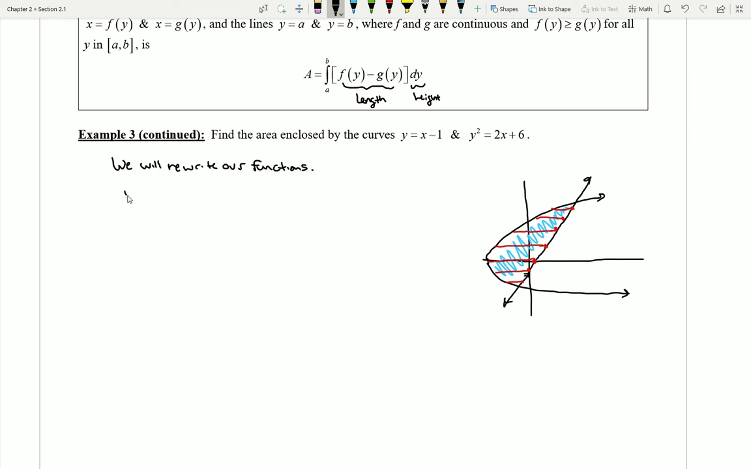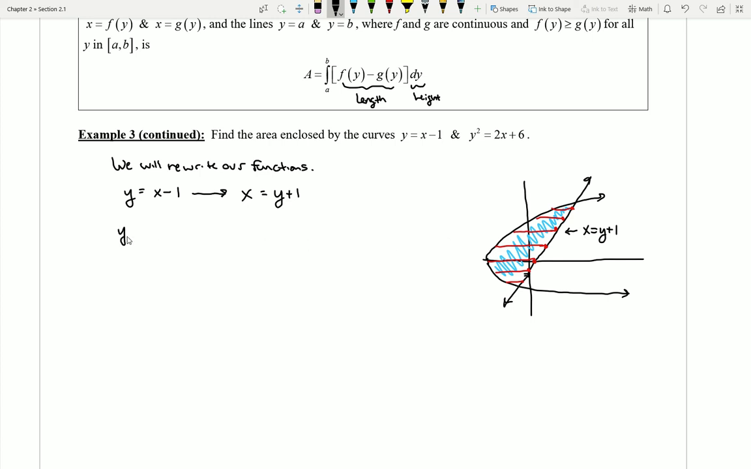So let's do this one at a time. I have y equals x minus 1, and I can change that into an x equals formula. That's pretty easy. That would be y plus 1. So this curve over here is x equals y plus 1. Notice that's my bigger curve because it forms the right edge.